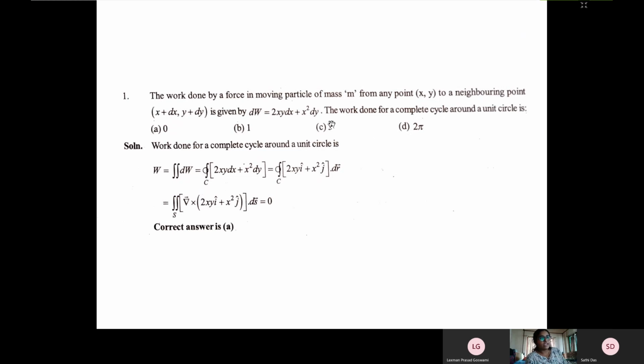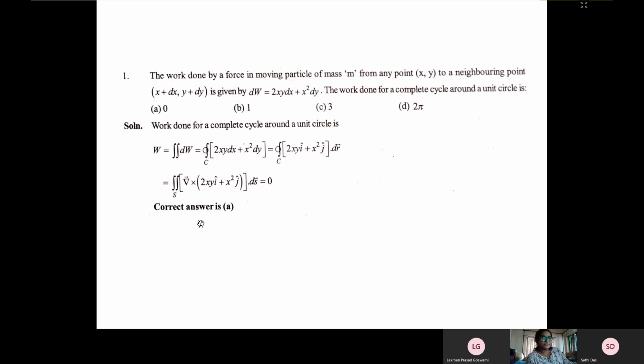So just evaluate this integration dot ds, it will give you the result. So here, what you have done is just write it in terms of the closed integral of F dot dr, and you write it as curl of F, and you calculate the answer.